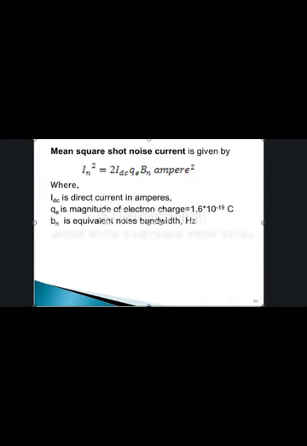Shot noise can be measured in the form of mean square shot noise current and is given by I_N squared equals 2 I_DC q_e B_N ampere squared, where I_DC is the direct current in amperes, q_e is the magnitude of electron charge, that is 1.6 times 10 raised to minus 19 coulombs, and B_N is the equivalent noise bandwidth, which is measured in hertz.